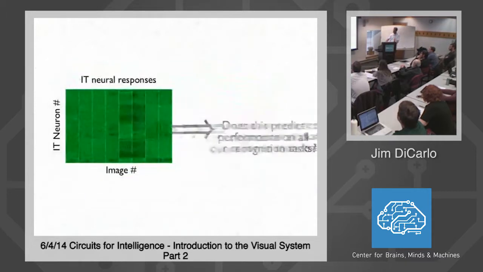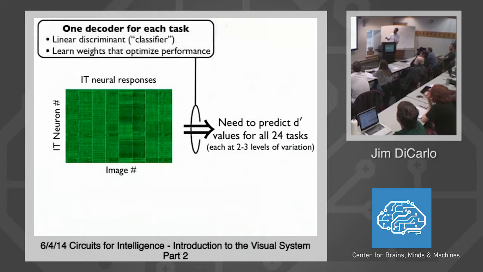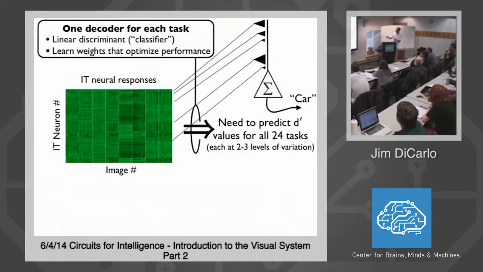And remember, the idea is, does it predict performance on all the recognition tasks? When I say this, I mean this. We need to predict D prime values for all the 24 tasks we saw on the bottom of that previous slide, at all the levels of variation. We had 2 to 3 levels of variation that we tested in there. And when I say does this predict, I meant this hypothesis. We have a linear decoder, appropriately weighted on this, to predict performance. So again, we think of that as being a downstream neuron with some appropriate weights, and this is the signal to say, oh, look, I see car. That's the biologically plausible hypothesis to us.